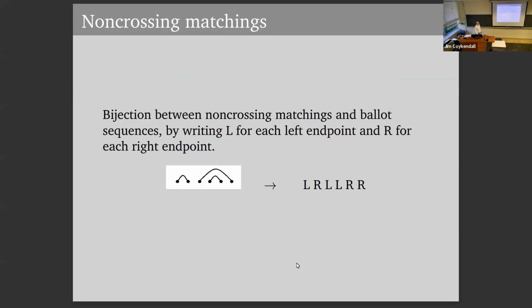Okay. Well, we can come up with a bijection between these and ballot sequences. I'm using L's and R's instead of A's and B's, but basically write an L for each left endpoint and an R for each right endpoint. And then I know that this L has to go with this R. This L can't go with this R, then what would this L go with? They have to cross. So yeah.